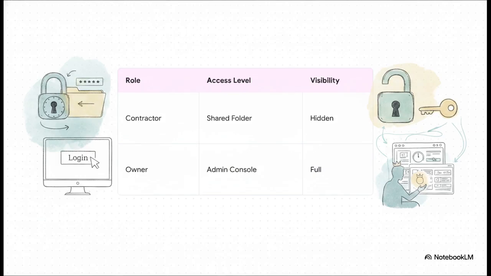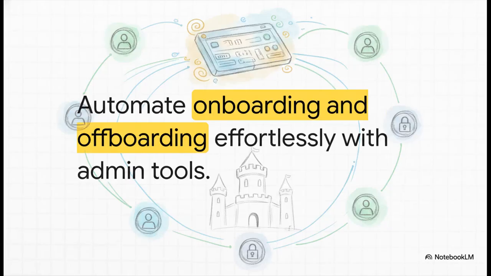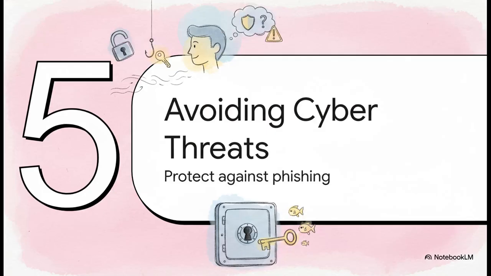Contrast that with the client owner who retains full admin console access. The freelancer can easily do their job, but they simply cannot take the password with them when they leave. This is a real game changer. You can automate onboarding and offboarding effortlessly. No more sending passwords over chat apps or hunting down those old spreadsheets. Group user management allows you to instantly revoke access the exact second a contractor's project is finished. You are actively protecting your client's kingdom from former employees or temporary freelancers who might otherwise retain access for months without you even realizing. Which leads us to Section 5, Avoiding Phishing and Cyber Threats.